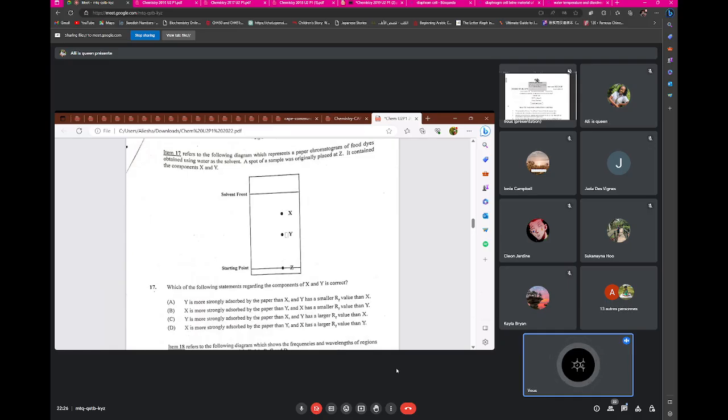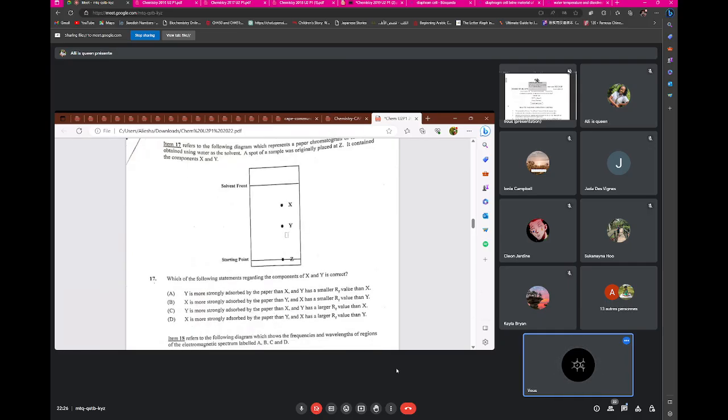So we're looking at this as well. So Y is more strongly absorbed to the paper than X? No, that's wrong. Oh yeah, so A is the answer here. I was reading C, that's why I said it's wrong. So A is the answer, I believe.